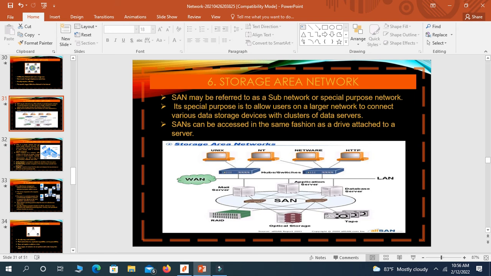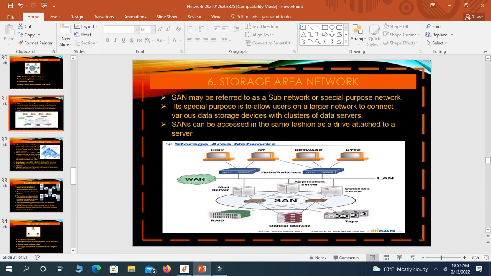What does that mean? Its special purpose is to allow users on a larger network to connect various data storage devices. So there are multiple data storage devices. SAN allows the users on a larger network to connect various data storage devices with clusters of data servers. As you can see, if you observe this one, they are actually connected together.